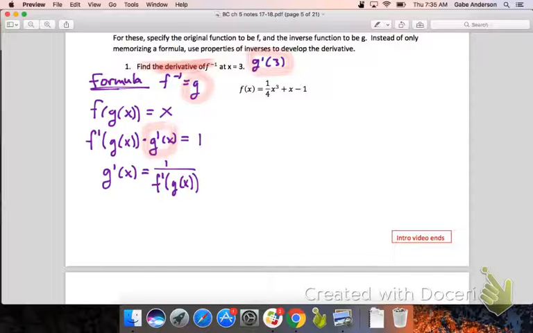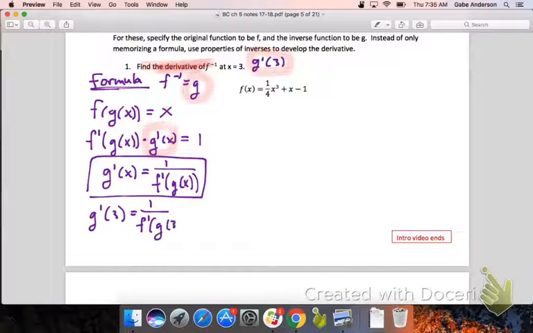Okay, so that's the formula right there. Suggest you memorize that or use it enough to the point where you do get it memorized. Definitely a useful formula. Okay, so if I know g prime of x, I can then plug in a 3 for x and get what I want. So g prime of 3 is equal to 1 over f prime of g of 3.